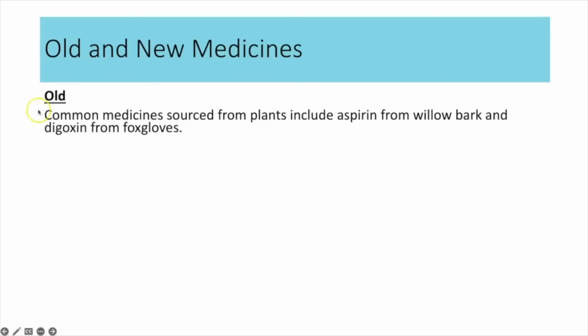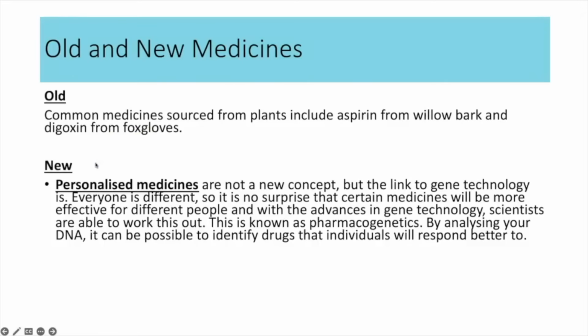So old medicines are the ones that we said are sourced traditionally from plants or microbes. And some examples are aspirin, that was from the bark of a willow tree, and digoxin, which is from the plant and flower foxgloves. Newer medicines are ideas such as personalised medicines.